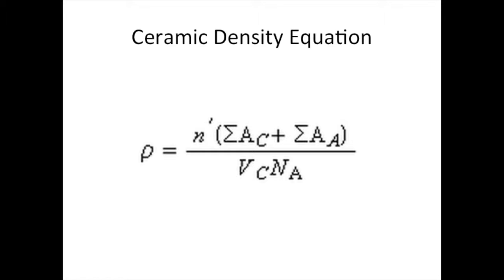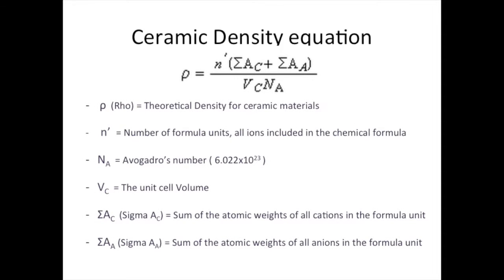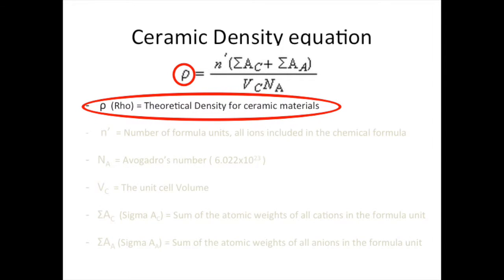I will show how to calculate the theoretical density of the FeO. I will also be finding the unit cell volume, which is very helpful in many other equations. First, I will explain what everything stands for in this equation. The rho is the theoretical density for the ceramic material we are calculating. In this case, it will be the theoretical density of FeO.